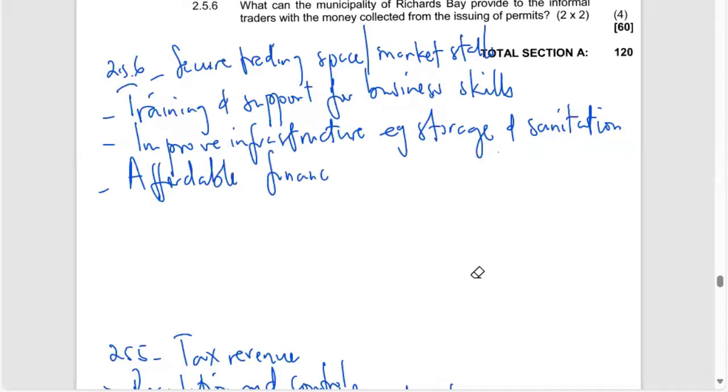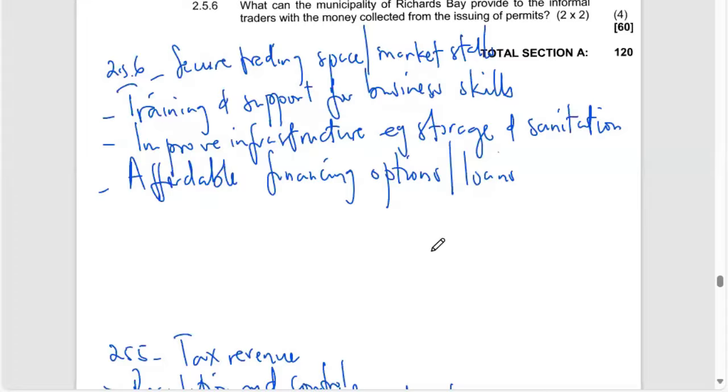financing options. Low-cost loans to the traders. Some of them lack adequate capital. They need to be supported so that they run viably. So they need to be supported in that dimension of financing. So the municipality can also use that money from the permits to offer affordable loans to the potential registered business people.